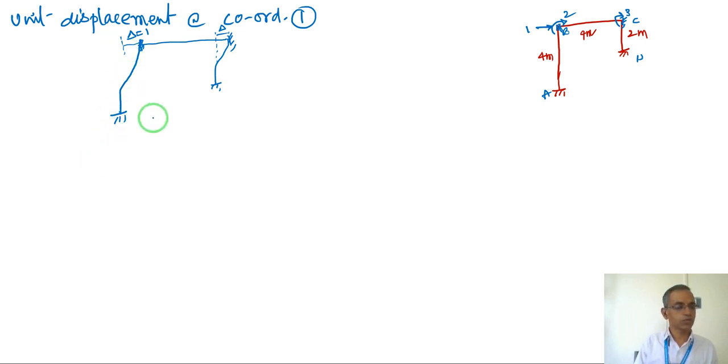Due to this unit displacement here, the force or shear at coordinate 1 will be nothing but my K11. That means if I apply unit displacement here, you get this unit displacement delta equal to 1. How much is the shear? That means how much load I have to apply to make the deflection here equal to 1.